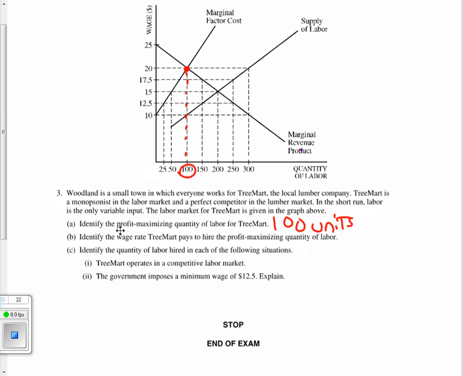Identify the wage rate Tree Mart pays to hire the profit maximizing quantity. Well, that's where we go to $10. We have to derive it from the supply of labor curve. That's the wage rate, so that's $10.